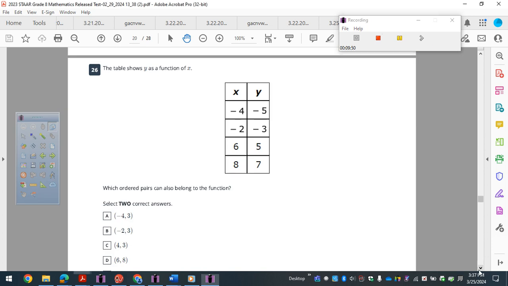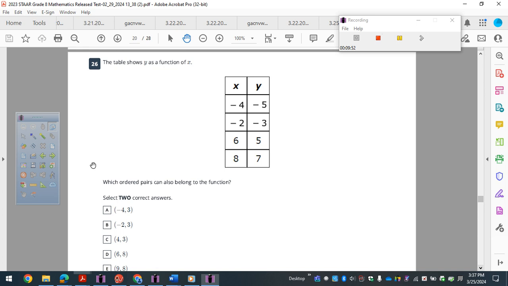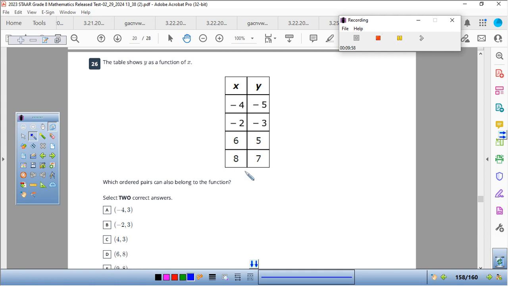This one's here asking about which is make it a function. Okay, so which ordered pairs can also be placed to this function? They wanted to make it a function, or keep it a function. Since x doesn't repeat, we want one where the x's don't repeat. So if we put a negative 4, 3, guess what happens? It's no longer a function, so that can't be it.